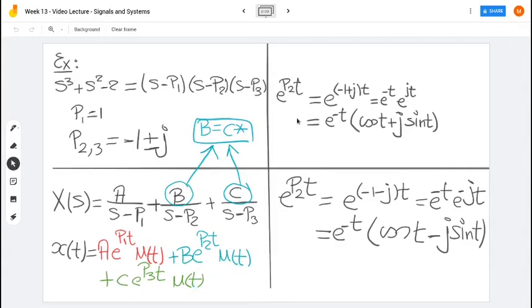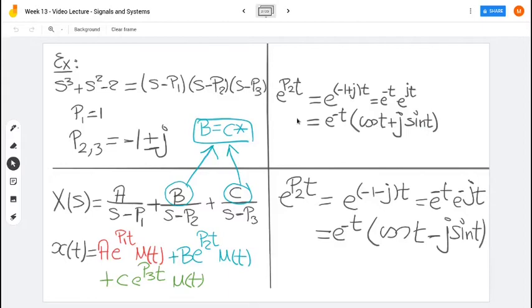Since P1 is real valued, its value is 1, so this term is straightforward. For the other two terms, the poles P2 and P3 are complex, so we can use Euler's equation to express them in terms of cosine and sine. So e to the power P2t is simply e to the power minus 1 plus jt, which is e to the power minus t times e to the power jt. And e to the power jt is simply cosine t plus j sine t.